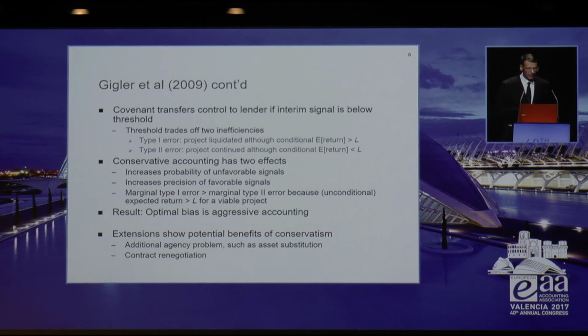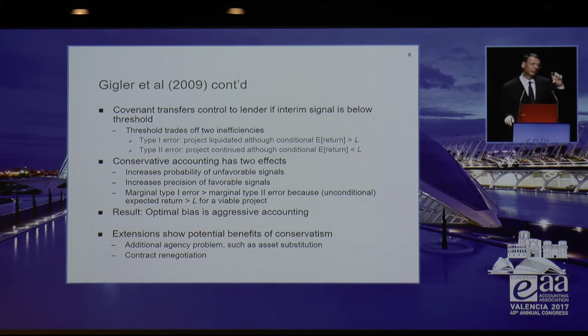So how does that play out? We have this covenant, and that's given in this paper to control, it gives the control to the lender if the interim signal is below a particular threshold. Right, and one can use a binary setting; it could be continuous, but binary it works like that. And so essentially, there are two errors one can make. The one is the type 1 error: you liquidate the project even though actually it's profitable, right? Or the type 2 error: the project is continued even though the conditional expected return is less than L. So you actually should liquidate the project.